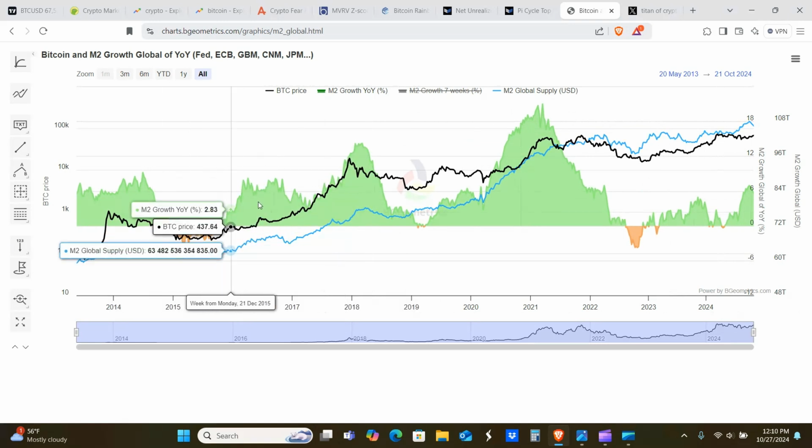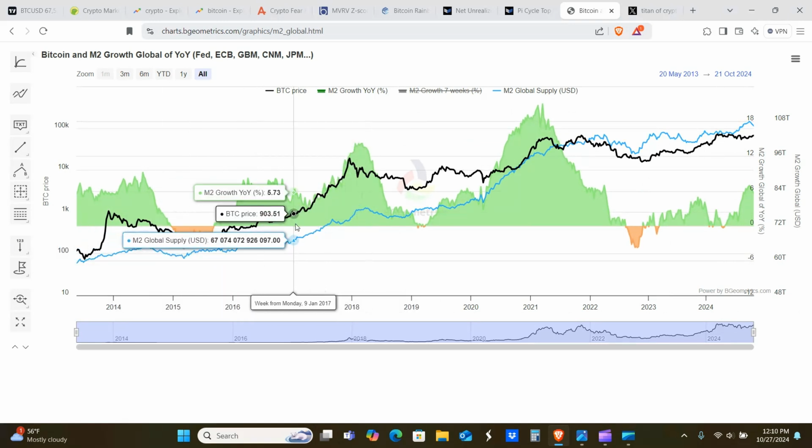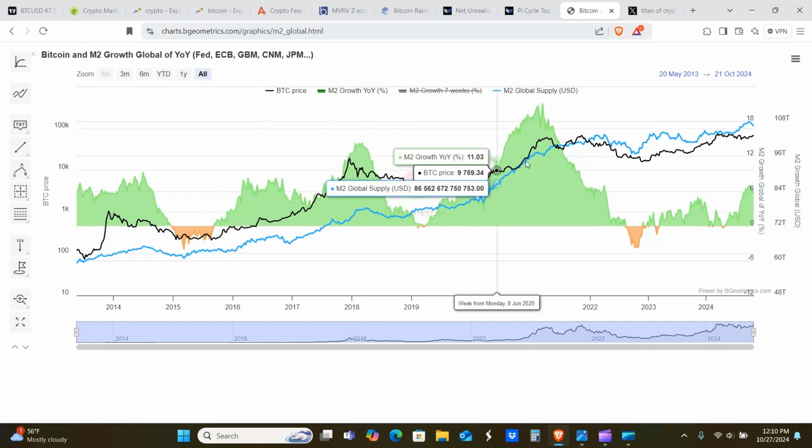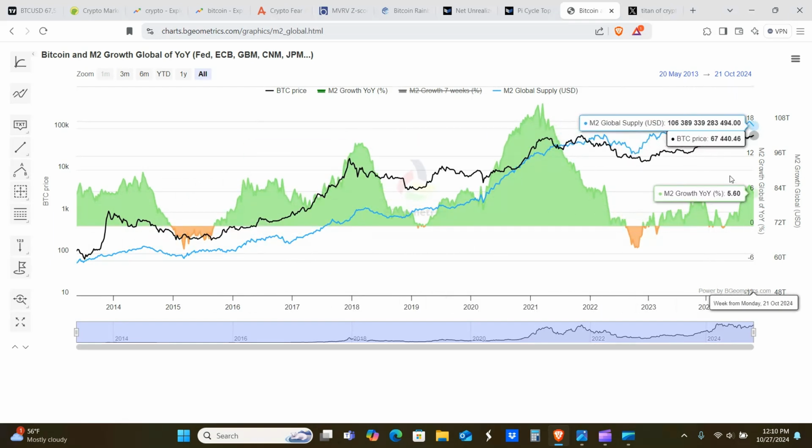But the gist of this is as we get bigger green hills, the blue line keeps moving up. Bitcoin eventually does go parabolic. You can see we're in that kind of phase right now where these hills are starting to get much, much bigger.